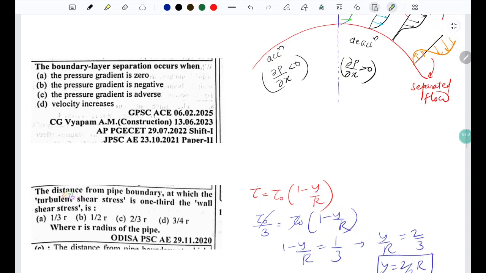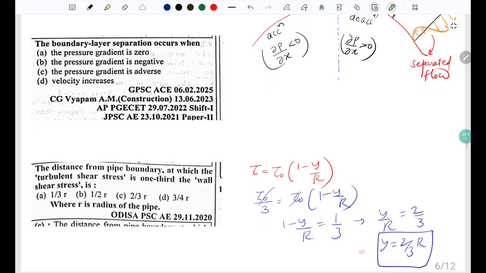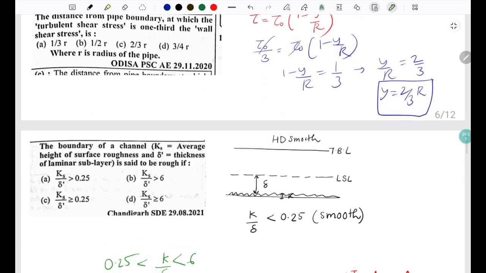Then comes this question: the distance from the pipe boundary, let us say the distance is y, at which the turbulent shear stress is 1/3 the wall shear stress. The formula is simple. Even in turbulent flow, the shear stress is given by tau equals tau naught times (1 minus y by r). We simply put tau as tau naught by 3, and after calculating we get y equals 2 by 3 r. This is an important formula.